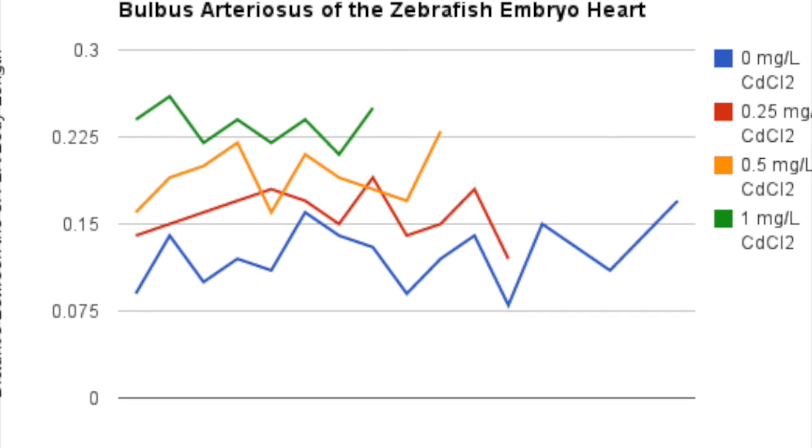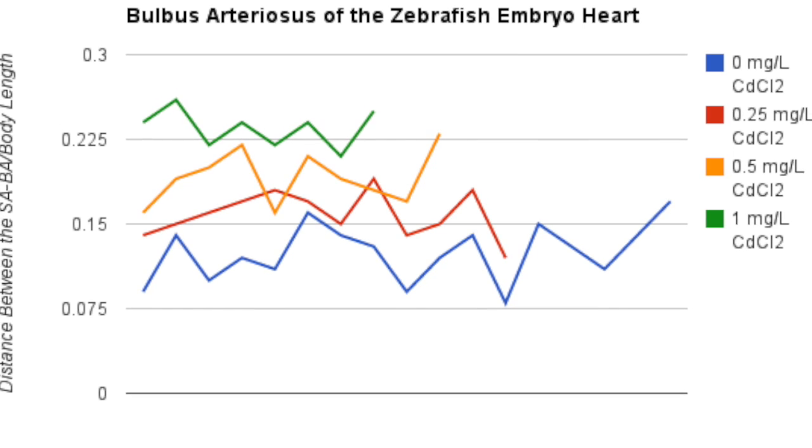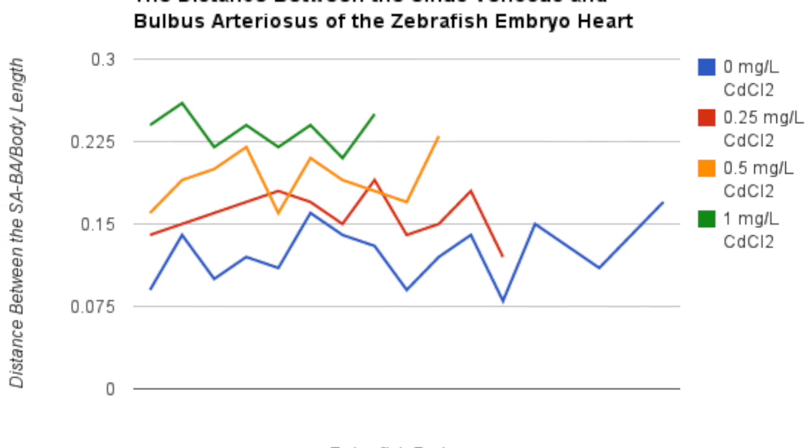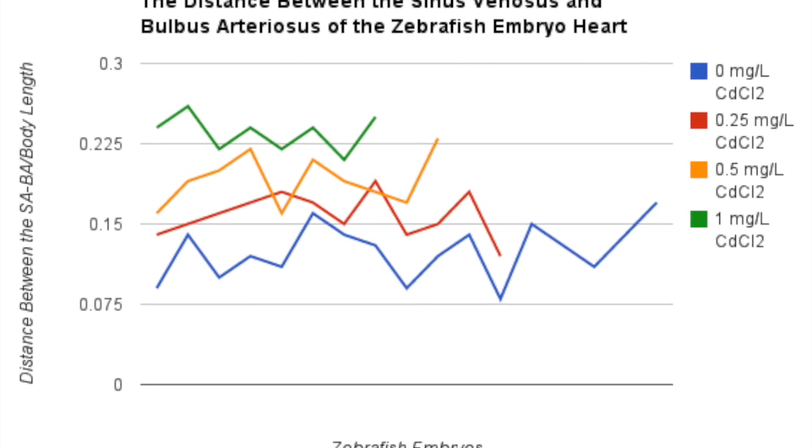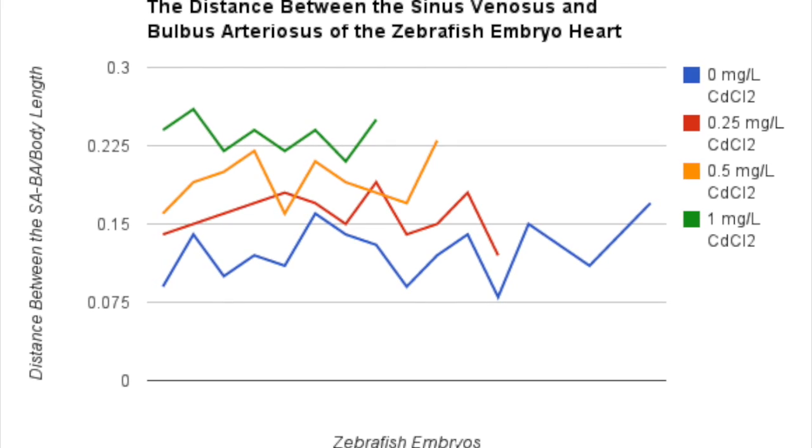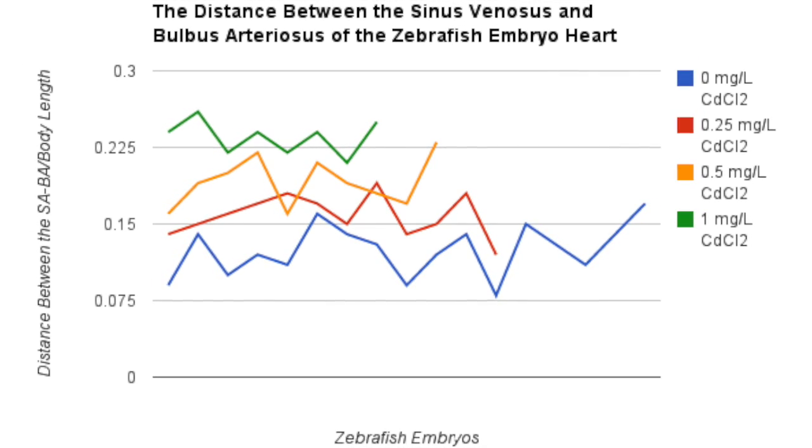Figure 2 visually shows the ratios of the distance between the sinus venosus and bulbous arteriosus of the heart to its body. The graph shows a tendency of a higher ratio for the zebrafish embryos treated with higher concentrations of cadmium chloride.